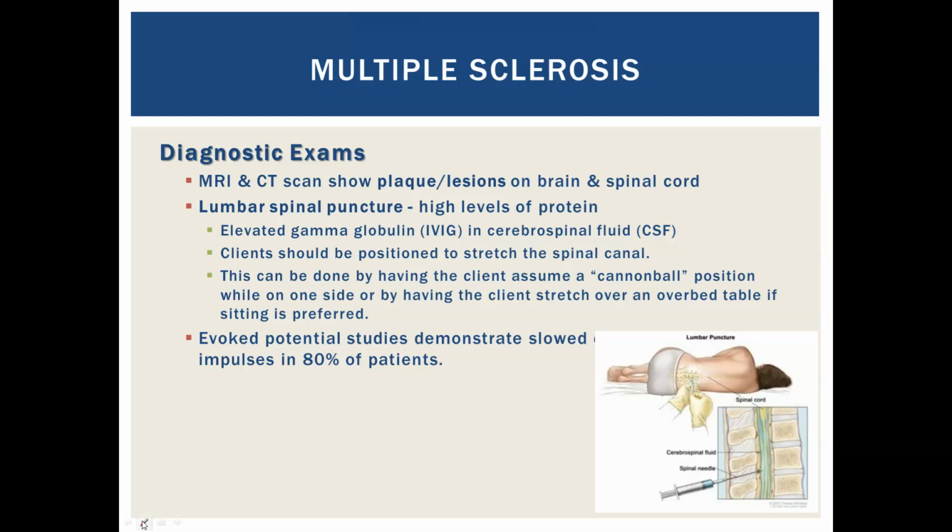elevated IgG levels. So we know, we've talked about LPs, the client's spinal cord needs to be stretched either through the cannonball position or while leaning over a table. And you can also do an evoked potential study. And usually evoked potentials are going to show a deterioration, a slowed impulse of the nerve signals.